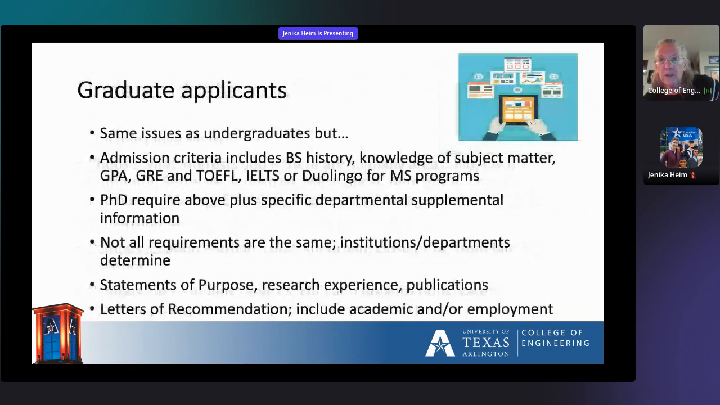So for graduates, you're going to be looking at a lot of the same issues. A lot of the admission criteria is going to rely on what you did in your bachelor degree. So for example, if you want to go into computer science, for many programs at my school and many others, your bachelor degree has to be in computer science, computer engineering, software engineering, or a very closely related subject.